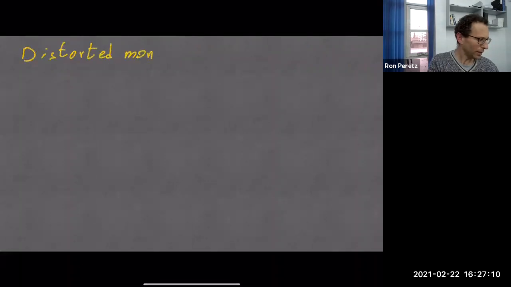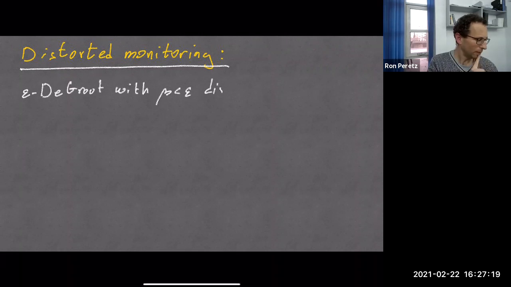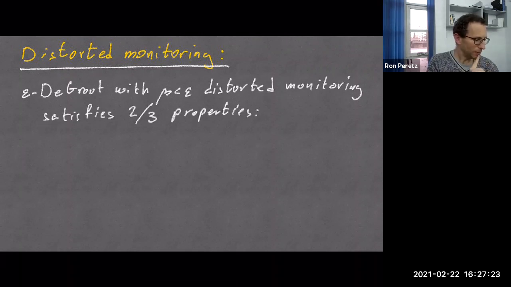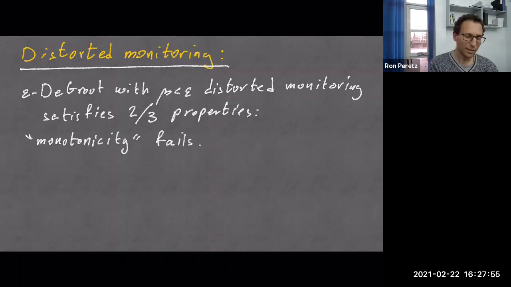Okay, now distorted monitoring. So bots, I don't have a problem with bots as long as I'm far away from the bots. Now with distorted monitoring, if I just take the epsilon DeGroot dynamics with some beta distorted monitoring, where beta is smaller than epsilon, then it satisfies 2 out of the 3 properties. So I want to satisfy 3 properties to get things to work, but it satisfies only 2 of them. And you can guess which property it does not satisfy. Well, it does not satisfy monotonicity.